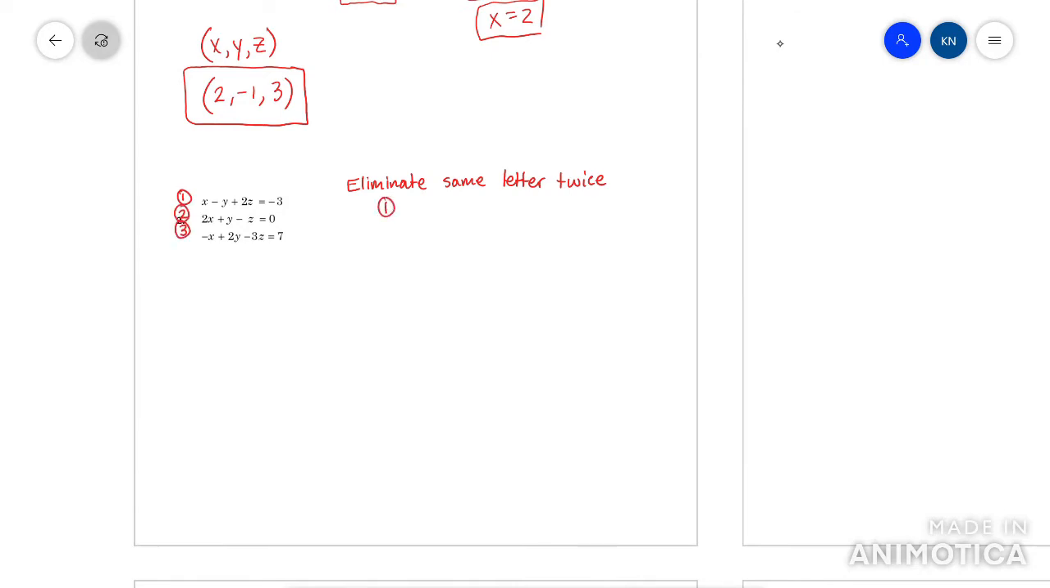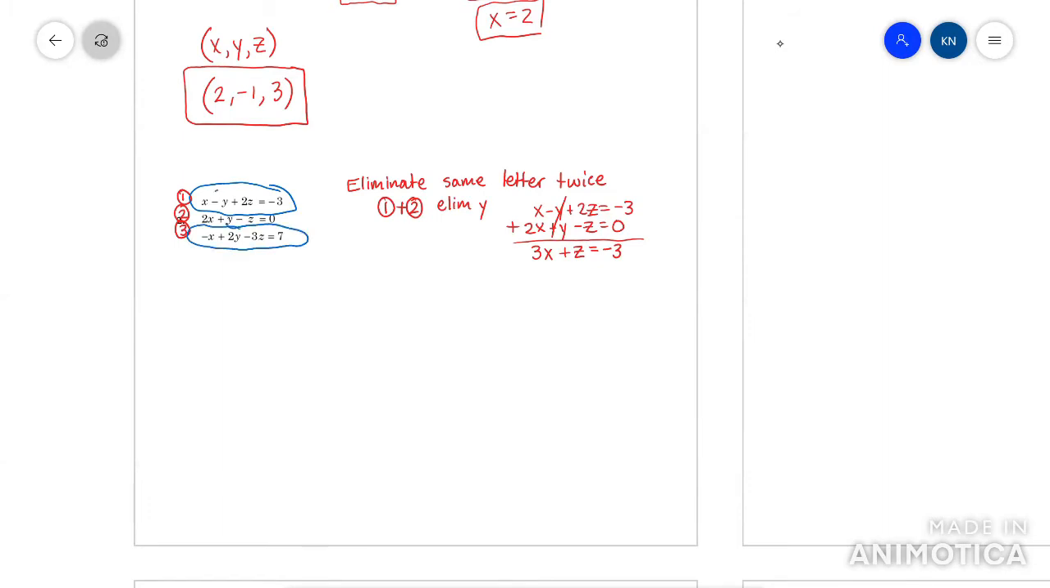If I add equation 1 plus equation 2, I can eliminate y, like this. So if I add these together, I would get 3x, the y's cancel, plus z equals -3. Cool. Now I need to pick a combo of 2 equations that when I add them together, eliminate y again. So now I'm going to do equation 1 plus equation 3.